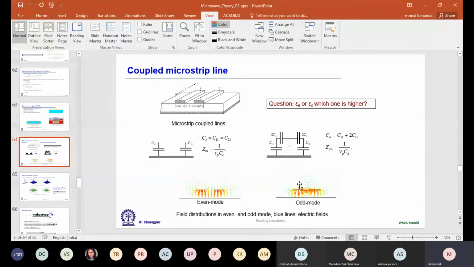Why in odd mode? Why not in even mode? Because for the odd mode we have more field components inside here, not in even mode. So that is the second technique.